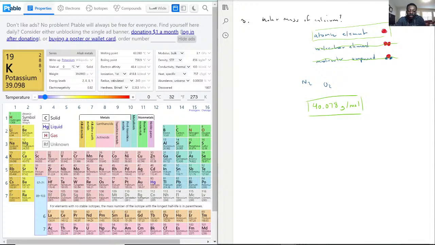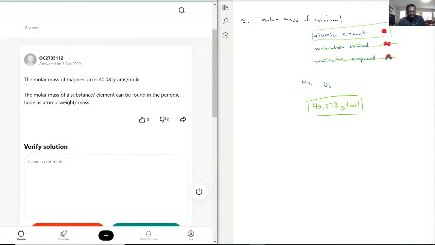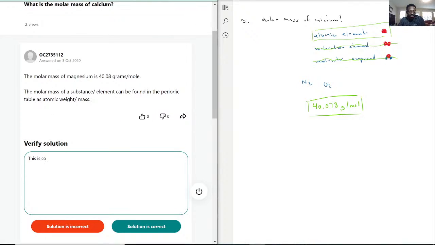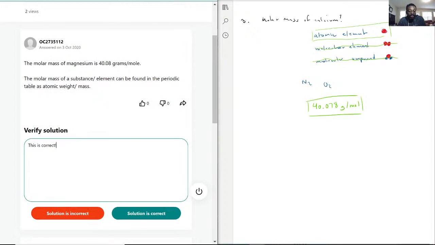So just things you have to watch out for, because they can always try to confuse you by throwing certain gases into your periodic table. They could ask for the molar mass of nitrogen. You would not use its atomic mass unit. You would have to double it first, because there are two of them in its natural state, okay? So this is correct, because they said it's 40.08, which from their periodic table would be the right amount as well. And now let's move on to question 4.